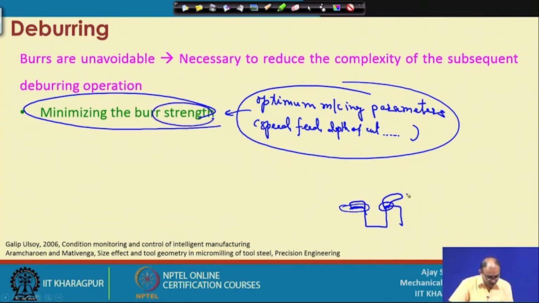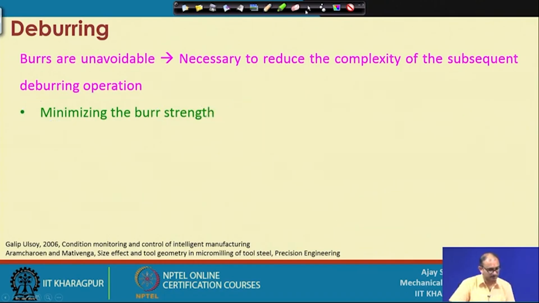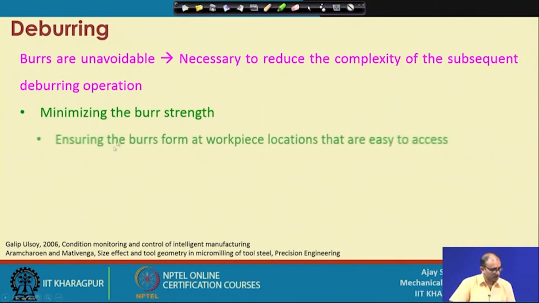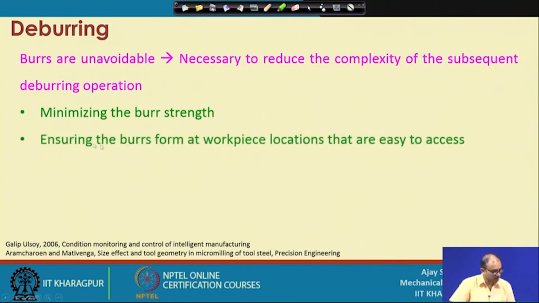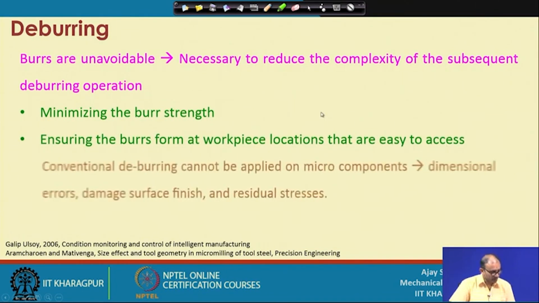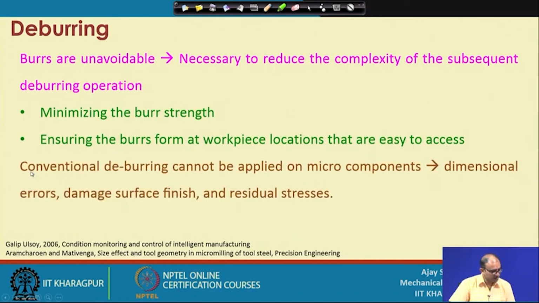Here it is very easy to remove the burrs, but here it is difficult because the contact area is large. So you can reduce the burr strength, or ensure the burrs are formed at workpiece locations that are easy to access. What does that mean? Let us see it again.